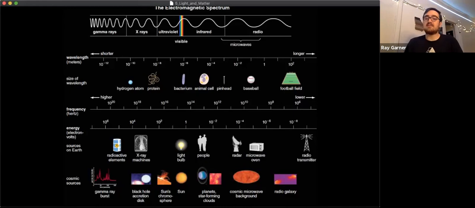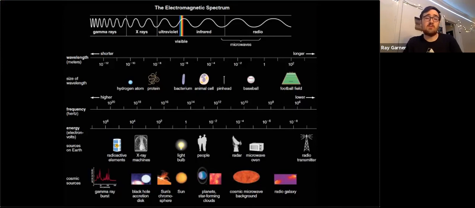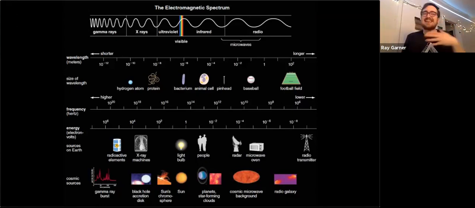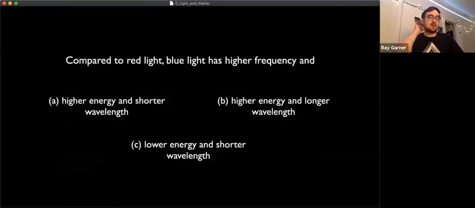The universe has a cosmic microwave background, as mentioned in one of the episodes of WandaVision. So if you're familiar with that show, they've mentioned the cosmic microwave background radiation. And then we also have radio galaxies. We'll get into all of that much later. But we see all the different types of electromagnetic radiation throughout the universe. Light is everywhere, essentially.